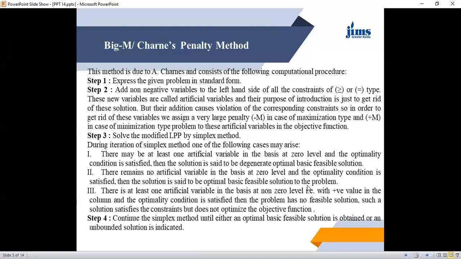But if M comes into the solution, you cannot get an optimal solution. So the condition for optimality is that M should not appear, the artificial variable should not appear in the optimal solution. So generally, when you do the iterations of the simplex method, you may come across three conditions.